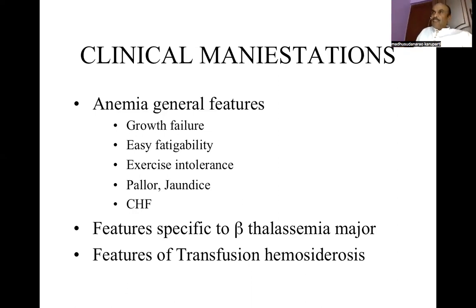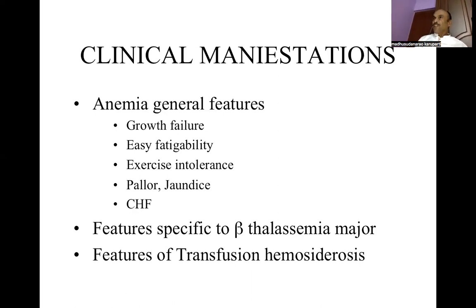Features specific to beta thalassemia are the result of the erythroid hyperplasia with the widening of the marrow space, resulting in the bony deformities. They may be having the frontal bossing, depressed nasal bridge, okay, pathological fractures, etc.